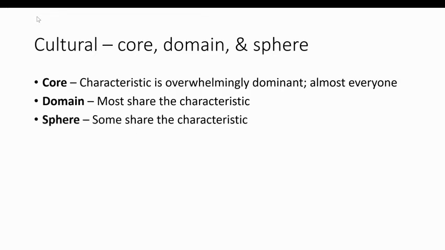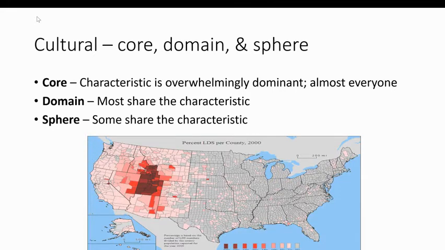And then the cultural sphere, now we're moving away from the core most likely, and we still have a good number of people that are sharing this particular characteristic, but it's not 50%. It's probably less than 50%. But it's a clustering of people that fit the same cultural characteristic, whatever it may be.